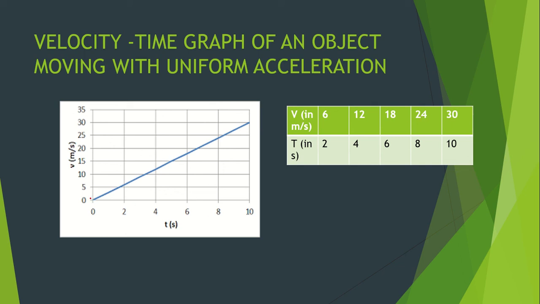Now you get a straight line. So it is a case of uniform acceleration, means there is increase in velocity, and every time there is equal increase in the velocity.